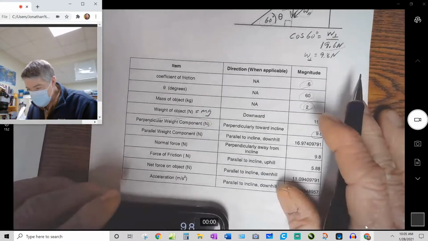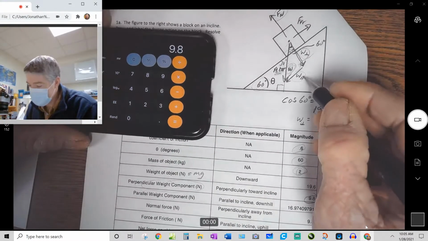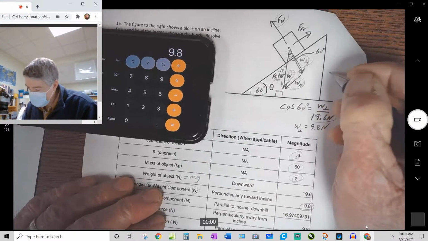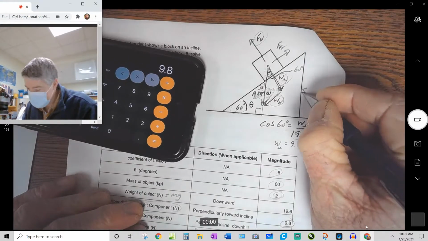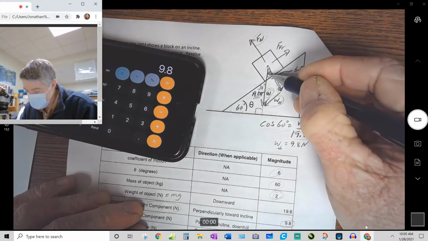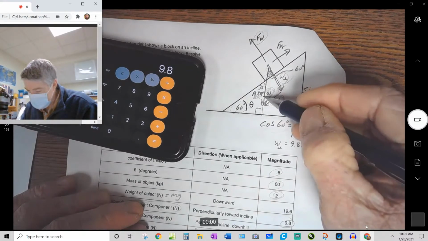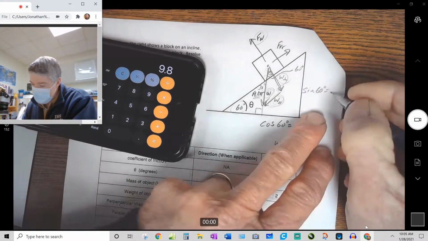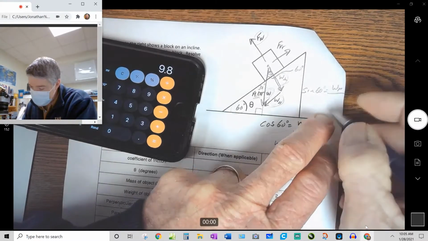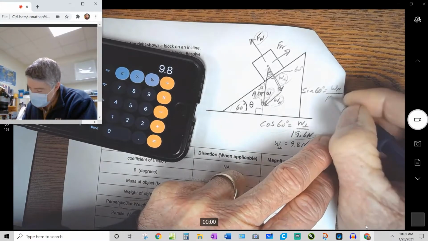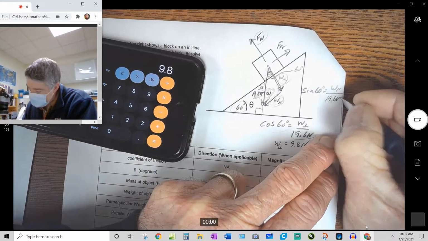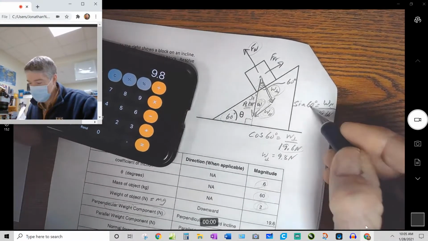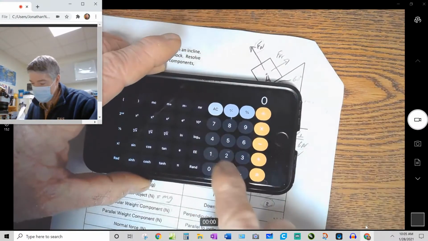Then the parallel component, the relationship would be sine. So I could say, in this case, sine of this angle equals opposite over hypotenuse. Sine of 60 degrees equals the parallel component over 19.6, and therefore the parallel component equals the sine times 19.6.